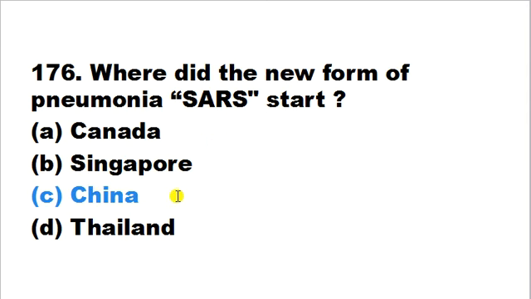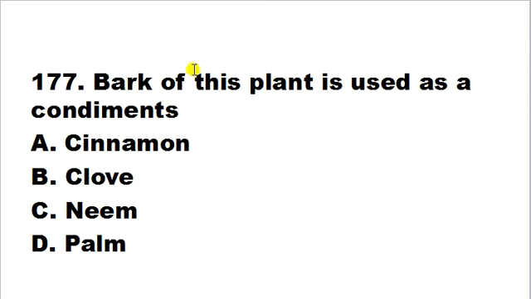Bark of this plant is used as a condiment: cinnamon, clove, neem, palm. Here the correct answer is A, that means cinnamon, also known as dalchini in Hindi, and this is obtained from the bark of the plant. So here the correct answer is A. This is the bark of the plant, and this condiment is known as cinnamon.